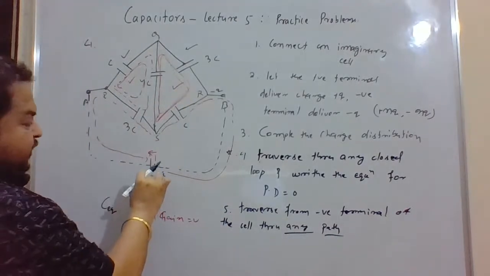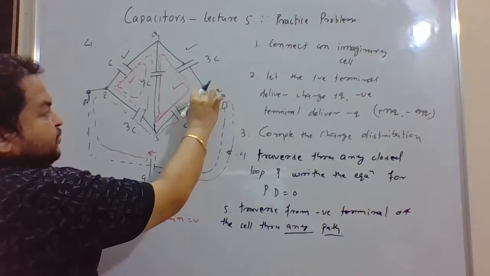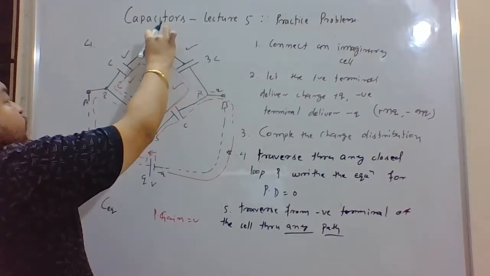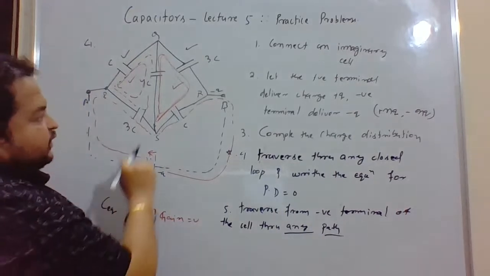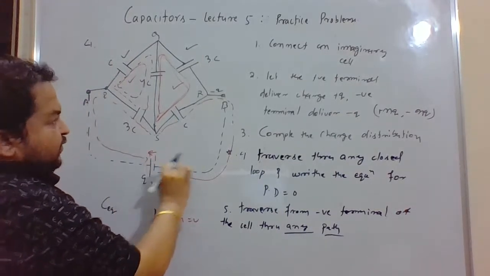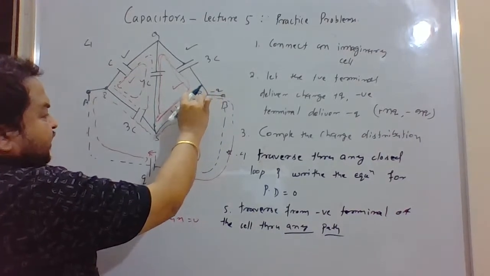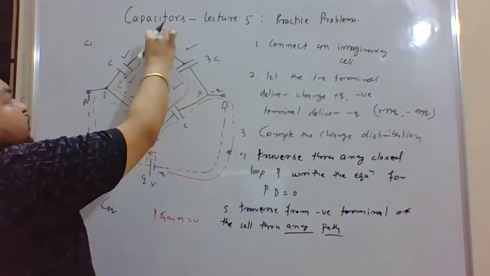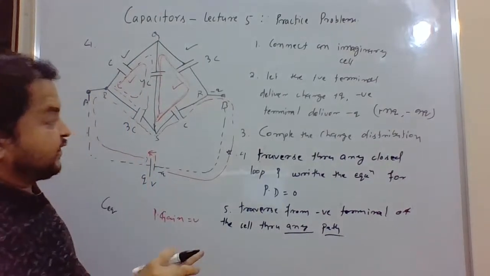Somebody went this way. Somebody said, no, I don't want to follow this, I'll start from here, come up to R, go to Q, come to P, come to A, and come here. Perfectly fine. Someone says, no, I will go up to point B, then go to R, then go to S, go to Q, go to P, and come back. These are all fine.